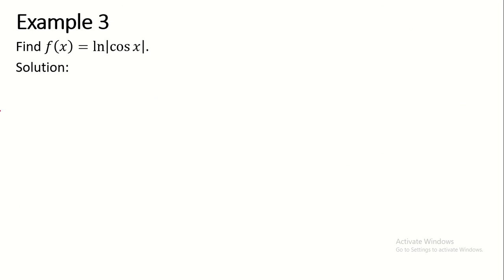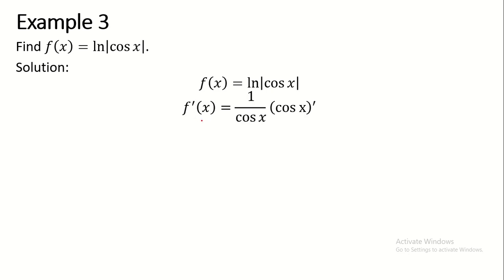Example number 3, find f of x is equal to the natural logarithm of the absolute value of cosine x. Okay? Find the derivative of this function. So, we have f prime of x is equal to, ang nasa loob ng absolute value symbol natin ay cosine x. Yan yung u natin. U. Okay? So, 1 over cosine x. Ang denominator natin ay yung nasa loob ng absolute value and then kunin natin yung derivative.